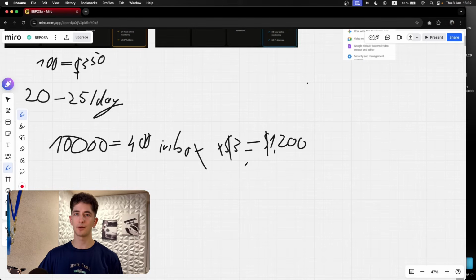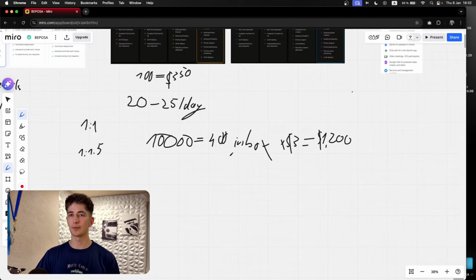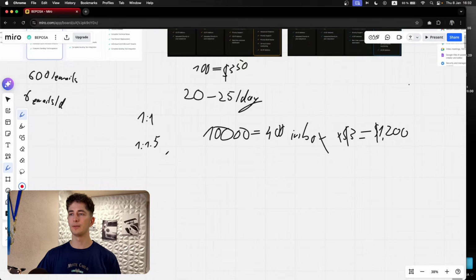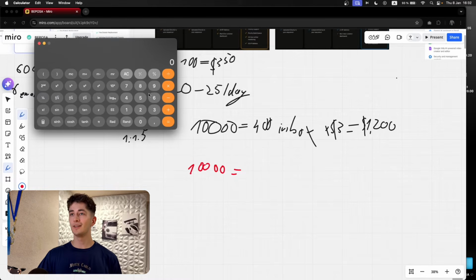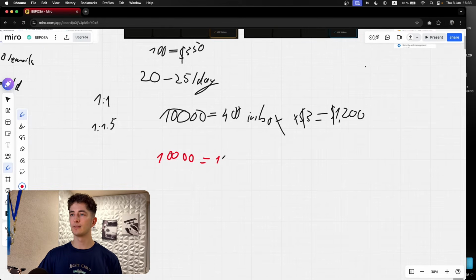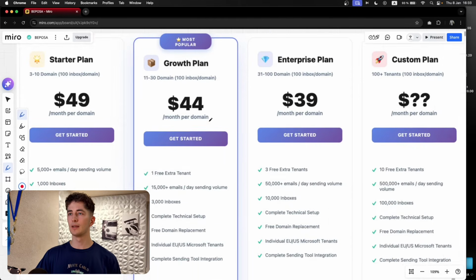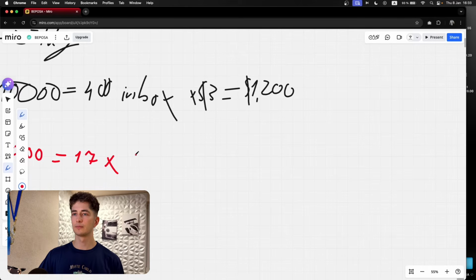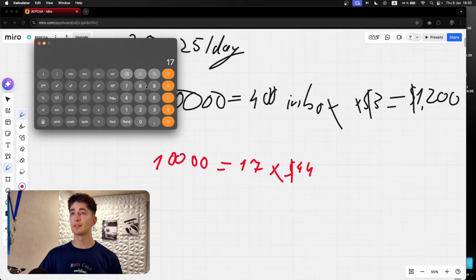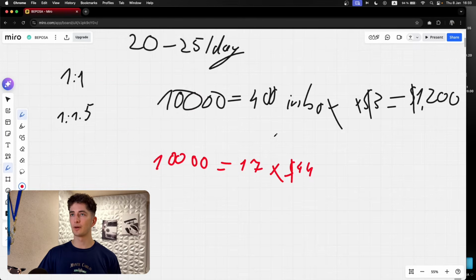Obviously 10,000 emails is quite a big number. Most likely you're not going to need that much, but I'm just doing it for example's sake. Now with Mailsteady, if you're trying to send out 10,000 emails per day, you're going to need 10,000 divided by 600, so 16.6 tenants. Let's say 17 domains, 17 tenants. 17 times 44, it's going to be $748.